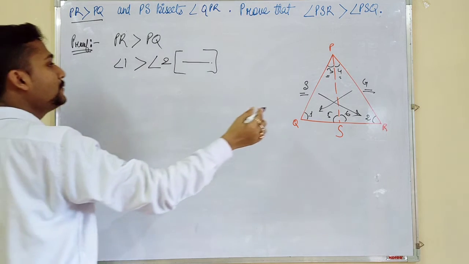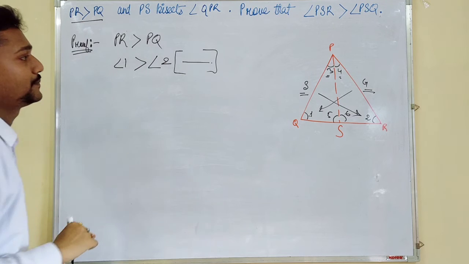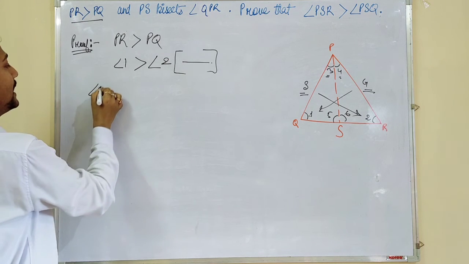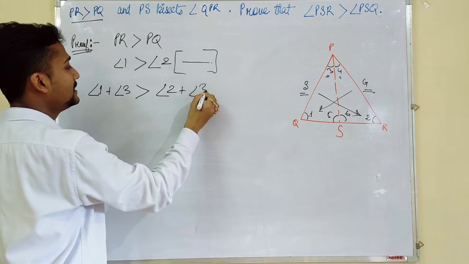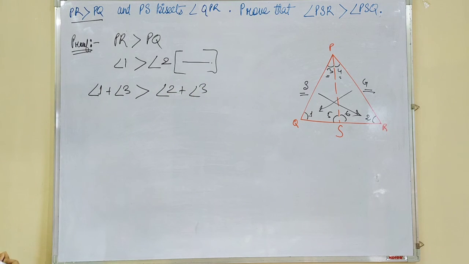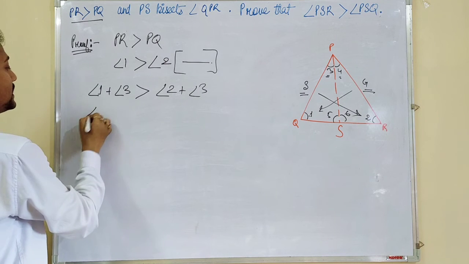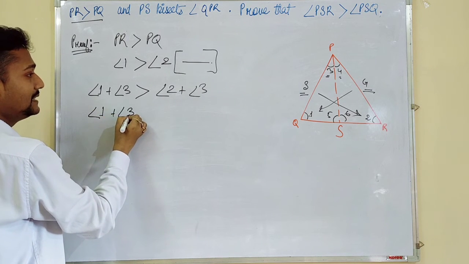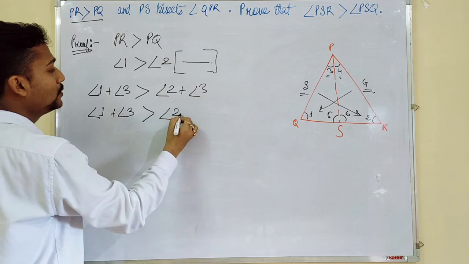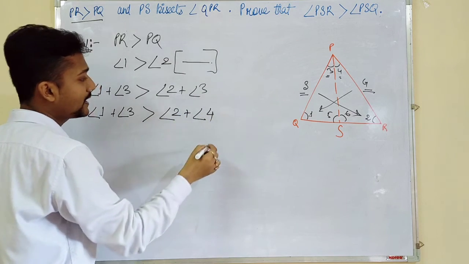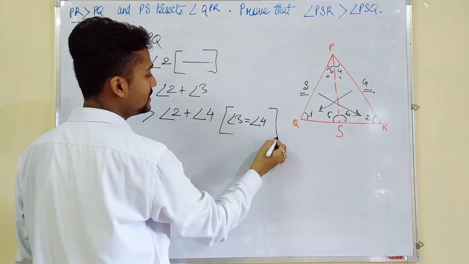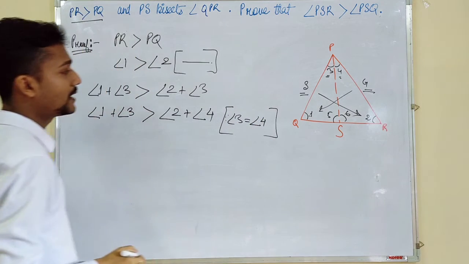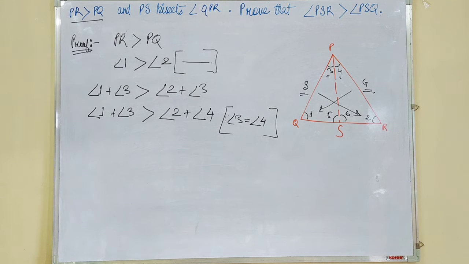Okay. Now 3 and 4 are both equal to one another, isn't it? So if I add angle 1 plus angle 3, it will be greater than angle 2 plus angle 3. There will be no change, isn't it? So what can I write? Angle 1 plus angle 3 is greater than angle 2 plus angle 4. Since angle 3 is equal to angle 4. How are they equal? Because PS is the angle bisector.